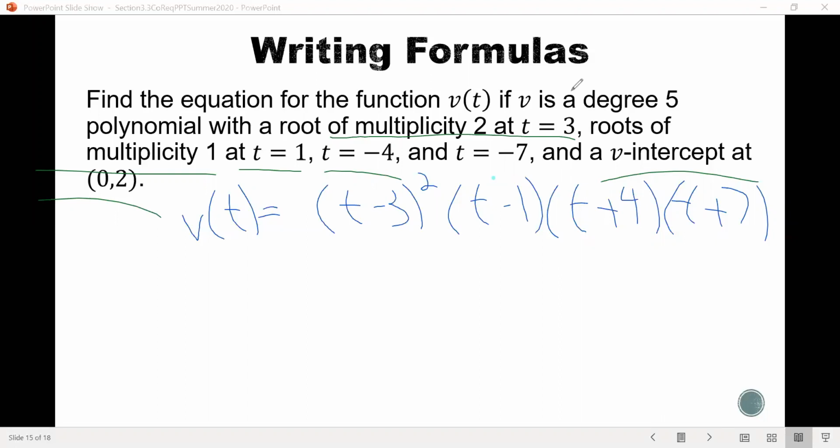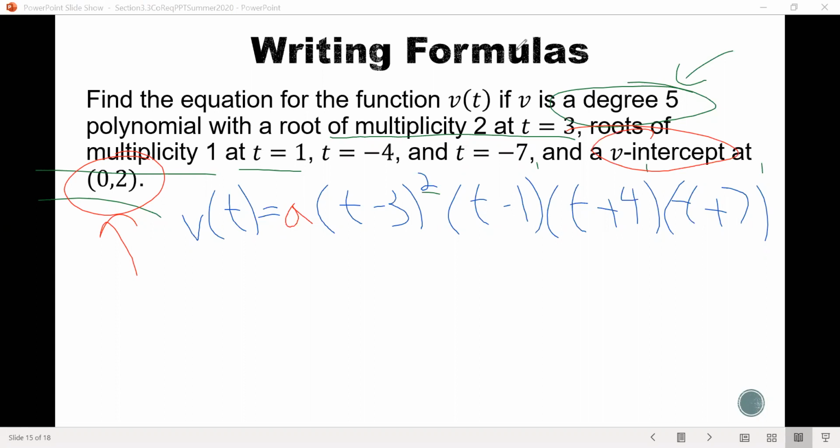And again, if we check the sum of our multiplicities here, we have a 2, a 1, a 1, and a 1. Adding those all up gives us 5, which we were told is our degree, so we're on the right track there. Now, you may think we're done, but remember, there's this a out front we have to find. And to find that, we need another point. And here they've told us the v-intercept is (0, 2), which, just to reiterate, why is it called the v-intercept? Right, because the output value here is v. So that's why it's the v-intercept.